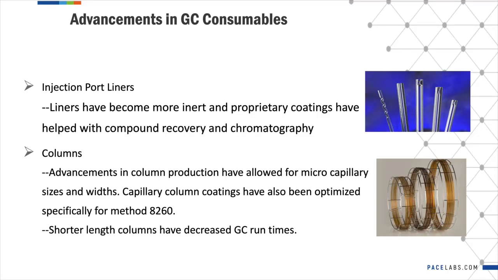With all the changes in newer GCs, we have also had upgrades in GC consumables. Injection port liners are more inert, and proprietary coatings have helped compound recovery and chromatography. Advancements in column production have allowed for microcapillary sizes and widths. Capillary coatings have also been optimized specifically for method 8260. Shorter length columns have also helped decrease GC runtimes.